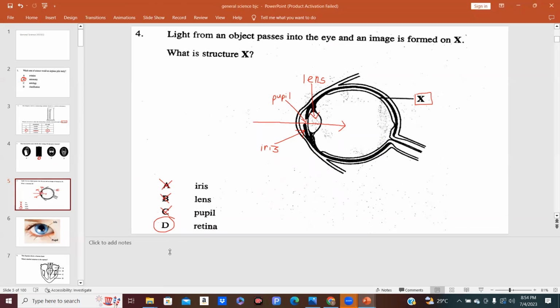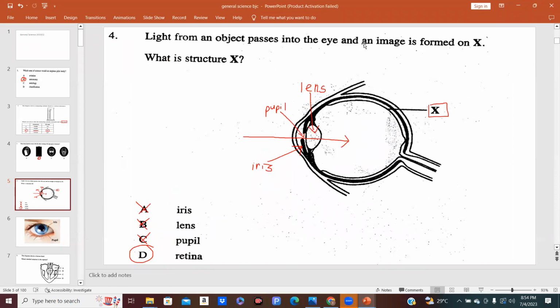And the iris. What is the function of the iris? What does the iris do? It gives your eye its color. Very good. Gives the eye its color. Okay.